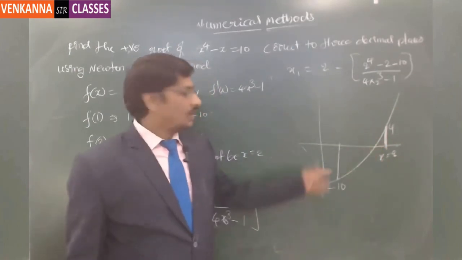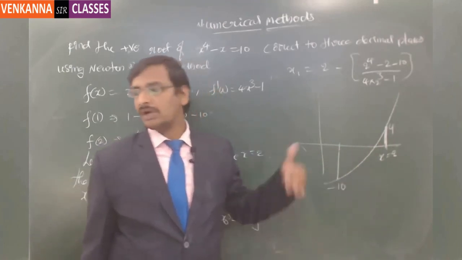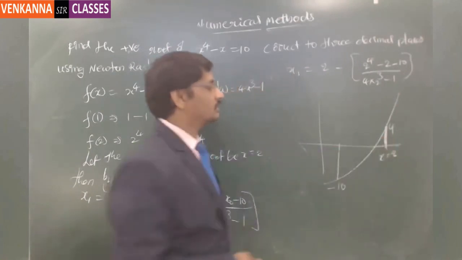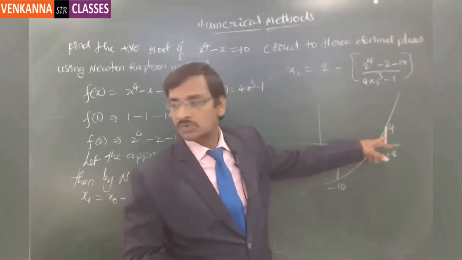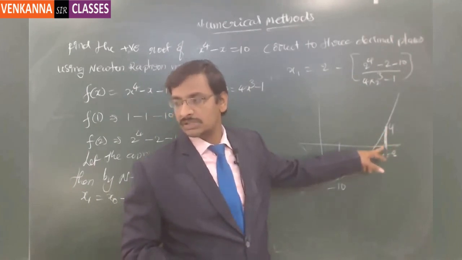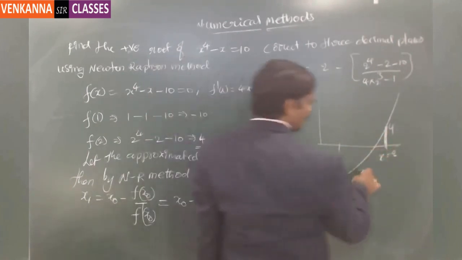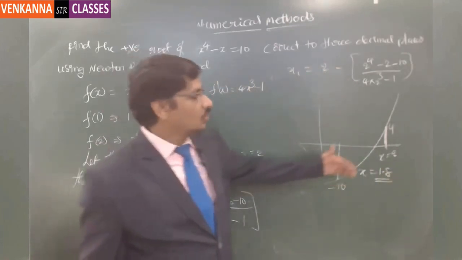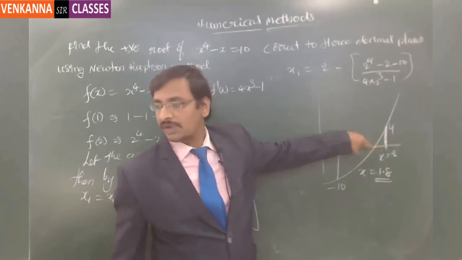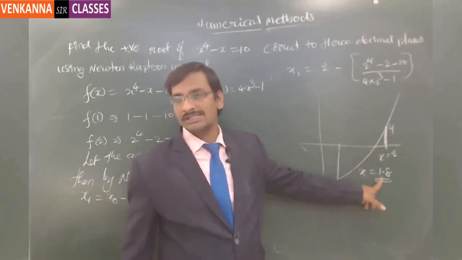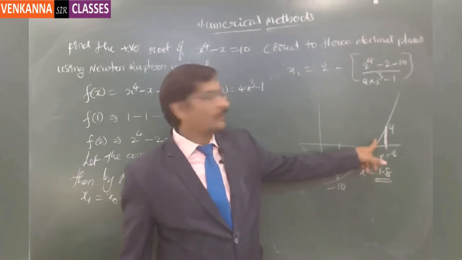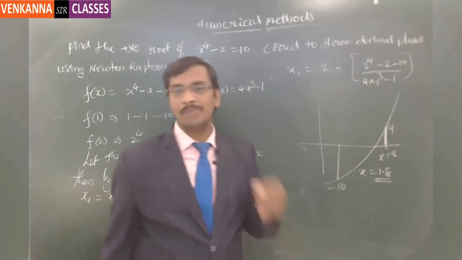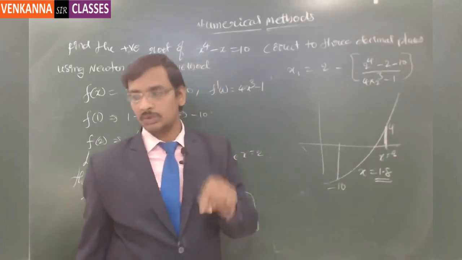Now rather than selecting 2, you can even check one more value. Let us say x equal to 2 is trying to make the value closer to the x-axis. Here I can take x equal to 1.8 and try to verify whether I can get a value which is closer than 4. That means if I get f of x at x equal to 1.8 closer to 0, then I can take x equal to 1.8 as a better approximation to start with rather than 2.